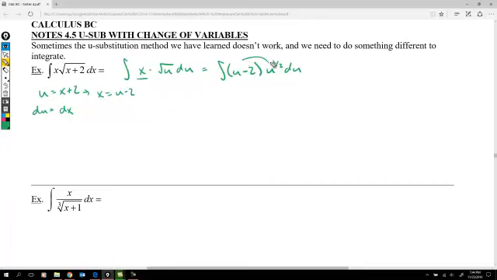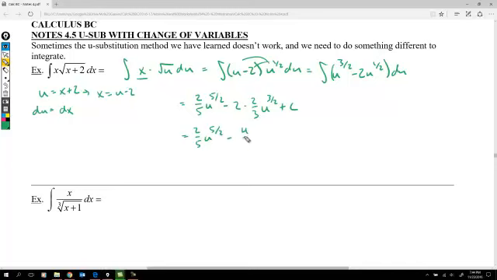Alright, now if I want to evaluate this integral, it's probably easier if I distribute this first. So I have u to the 3/2 minus 2u to the 1/2 du. Take the integral, so I have 2/5 u to the 5/2 minus 2 times, this will be to the 3/2, so 2/3 u to the 3/2. Now plus c because this is an indefinite integral. And so I'll just do a little bit of simplification. Right, and I'm done. Alright, so the only thing that was different was I had to substitute an extra x out, but that's fine.